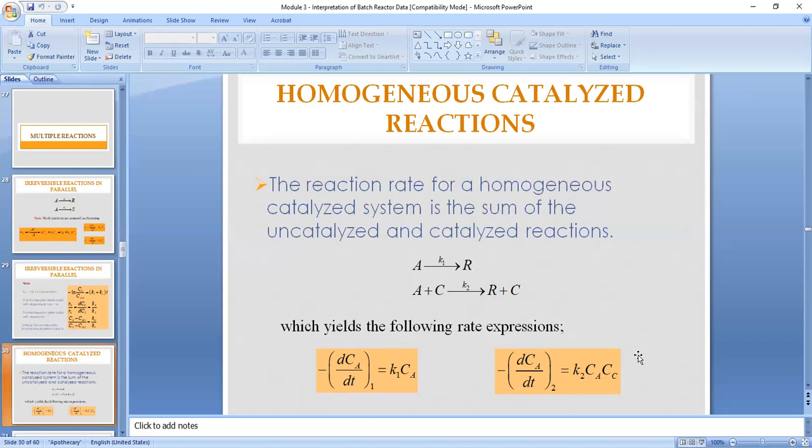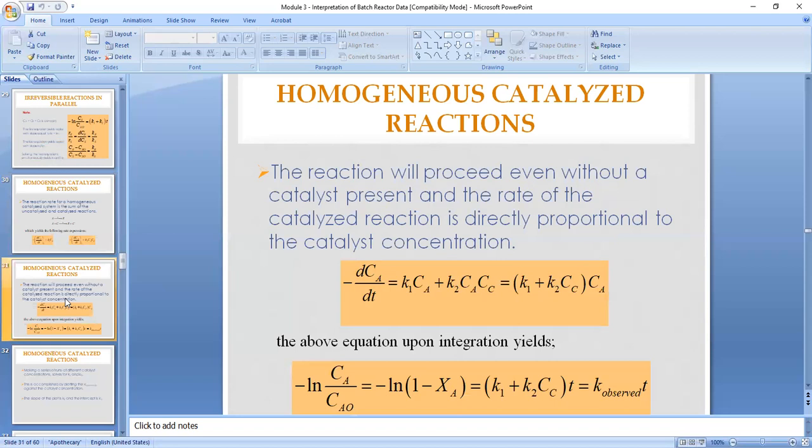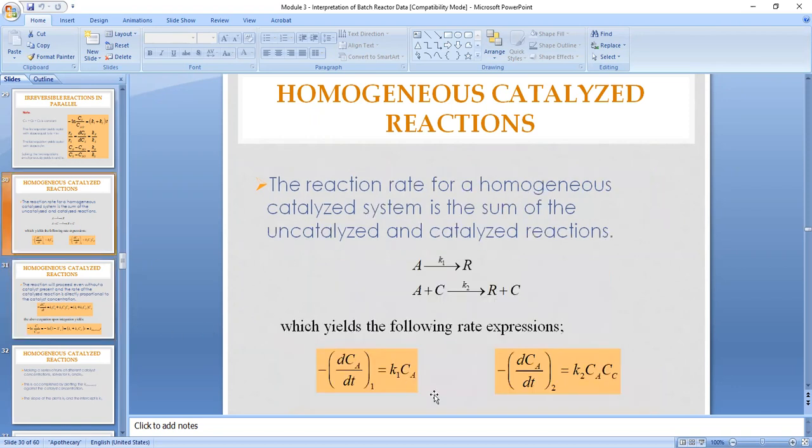So just like the competing reactions, we view these uncatalyzed and catalyzed reactions as elementary when we write the rate equation or when we write the rate law. Now, moving on, the reaction will proceed in this case even without the catalyst present, and the rate of the catalyzed reaction is directly proportional to the catalyst concentration. Now, this is related to this particular thing in here. So the rate of the reaction is directly proportional to the catalyst concentration. We increase the catalyst concentration, the rate of reaction, of course, increases.